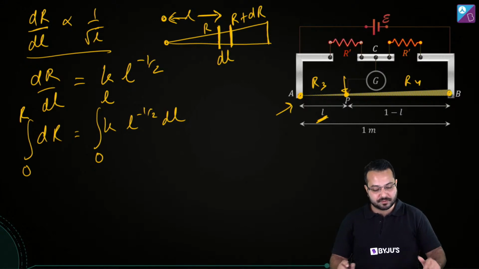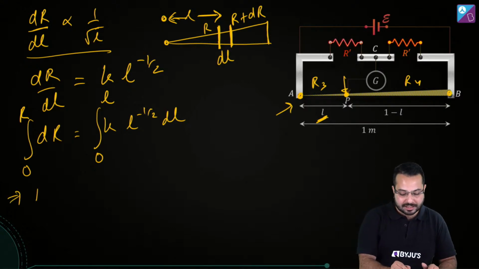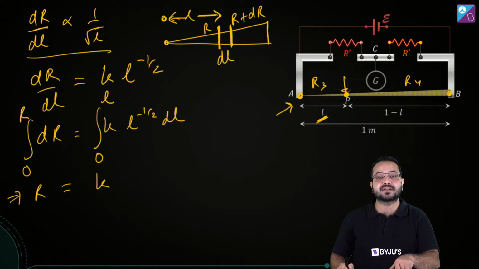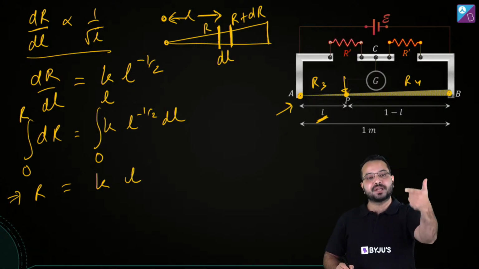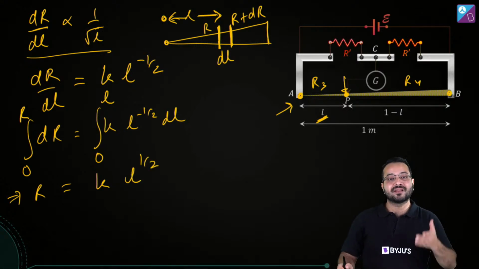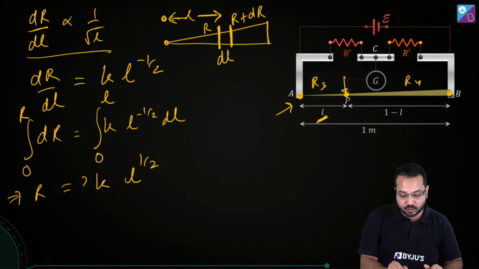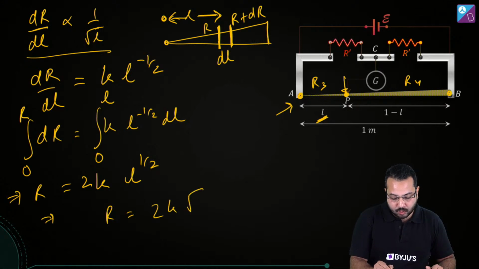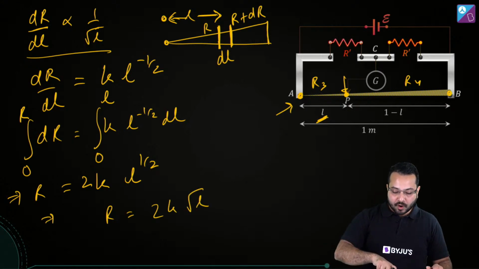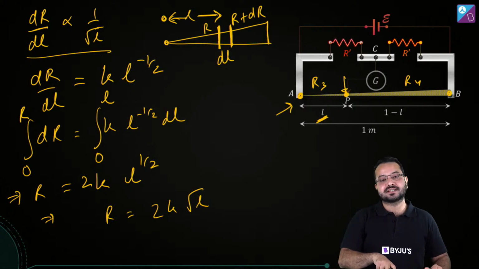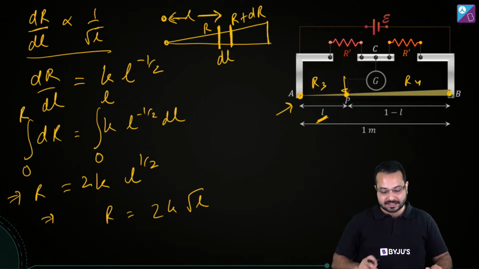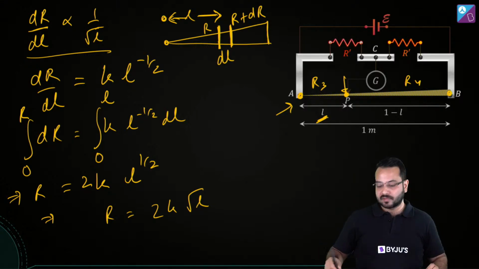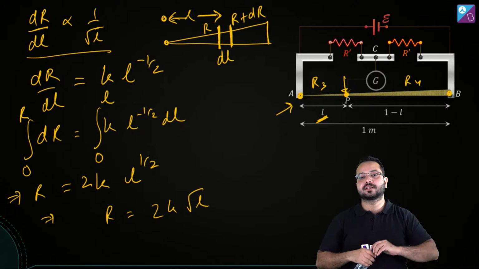Is that correct? Perfect. So integrating dR, we are going to get R, and this is going to be equal to K into the integral of L to the power minus half. So this is going to be minus half plus 1, so L to the power half, but we also have to divide it by half, so that is going to make it 2. So we are going to get R is equal to 2K into root L. So for a length L, the resistance between the starting point and length L is going to be 2K into root L. Is that clear? Do you have any confusion with this derivation?